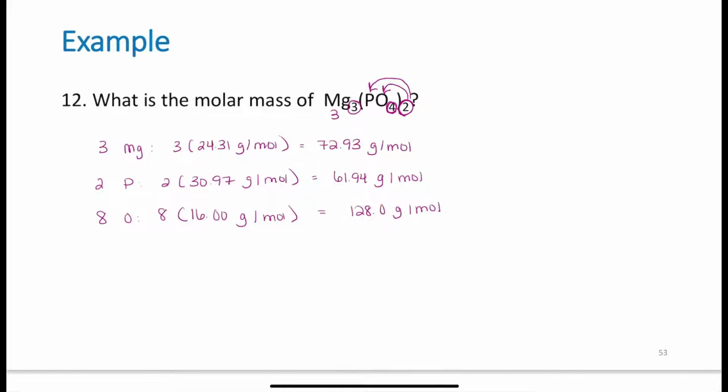Again, 4 sig figs in each answer. Add these all up, and you're going to find a total mass of 262.9 grams per mole. I'm going to stop at the first decimal place here because now I'm following addition rules, and I need to stop at the first decimal place because it's limited by oxygen. 262.9 grams per mole is our molar mass of this species.